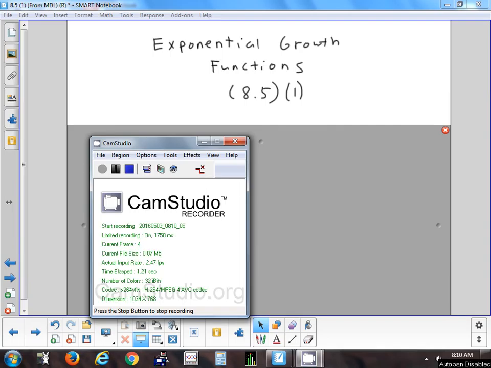Last section we're going to look at is called Exponential Growth and Exponential Decay. We're going to split growth up into 2 days, and we're going to split decay up into 2 days. All right, so this is the last section for this week. Thursday we're going to be doing MCAS, and we'll review for our test on Friday.